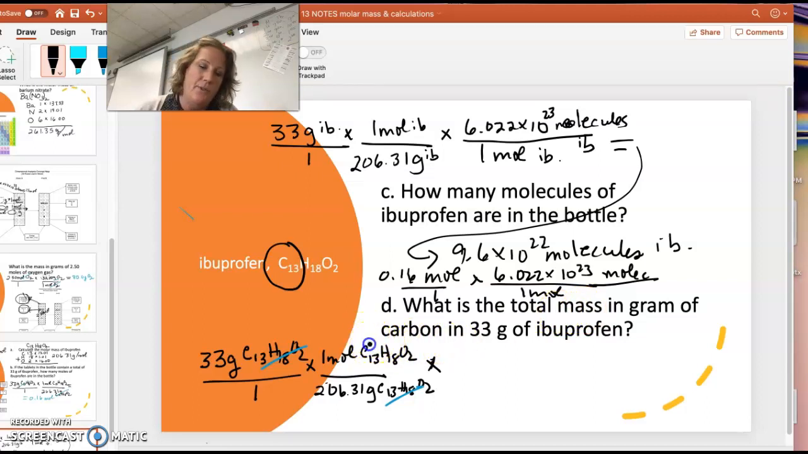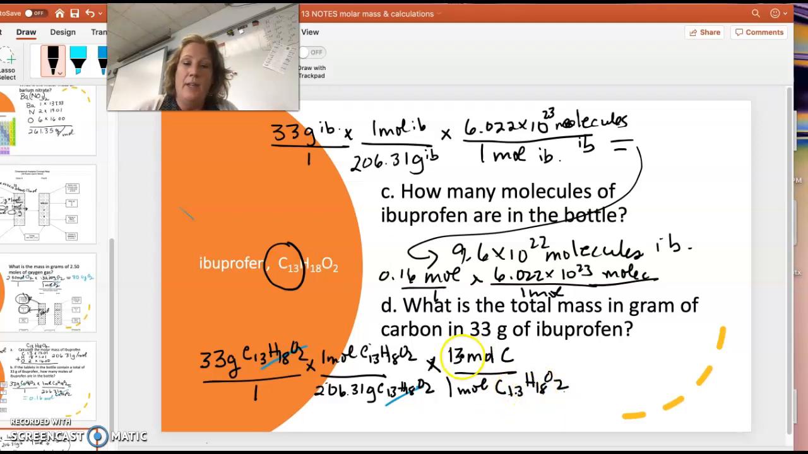So what I need to do is calculate just the moles of carbon. So I can interpret these subscripts as moles. So I can say there's going to be 13 moles of carbon for every 1 mole of the big molecule ibuprofen. So that's something new to us. So we can take these subscripts and interpret them as moles. So if I were interested in hydrogen, I would have said 18 moles of H, or hydrogen, per 1 mole. Or 2 moles of oxygen for every 1 mole of ibuprofen.